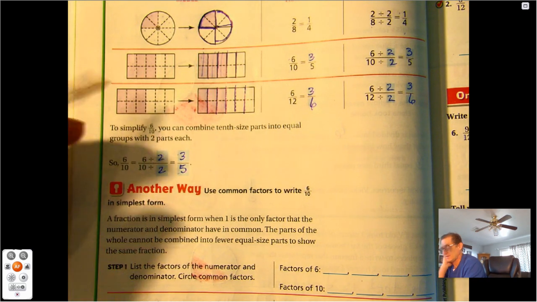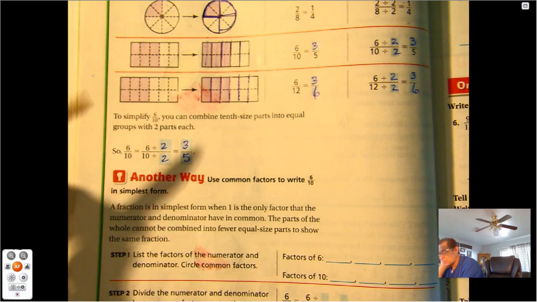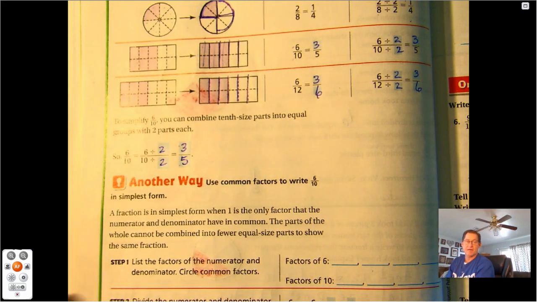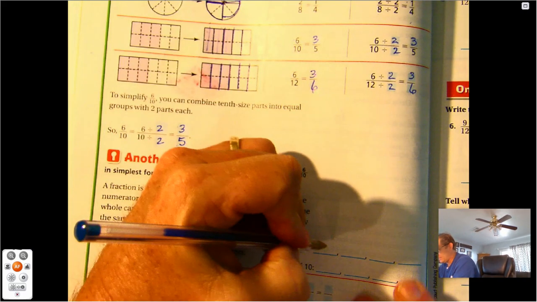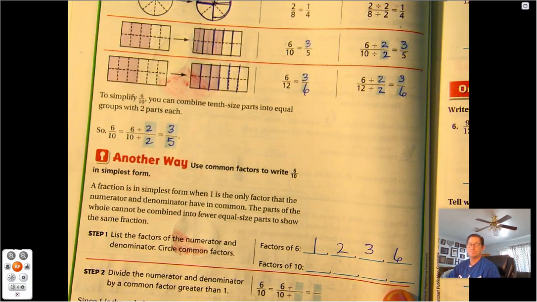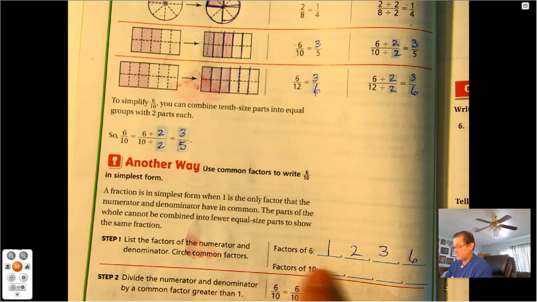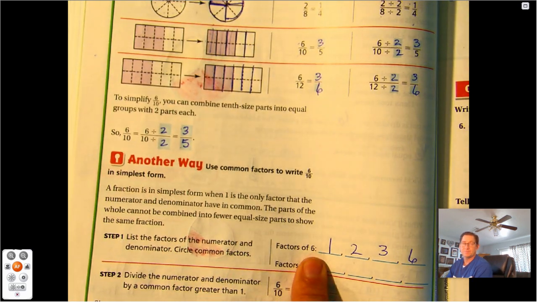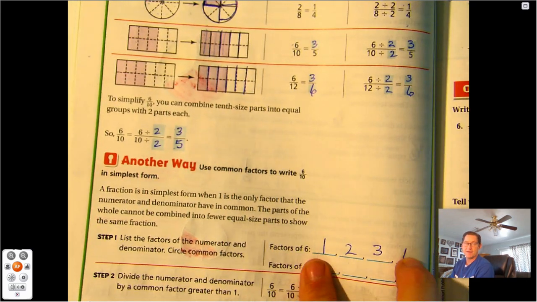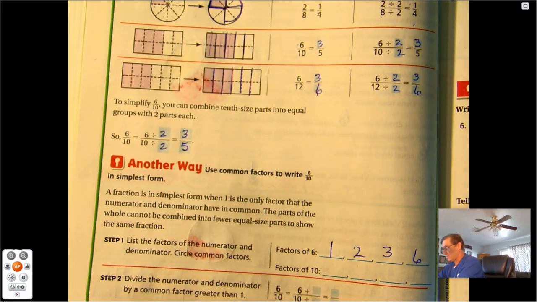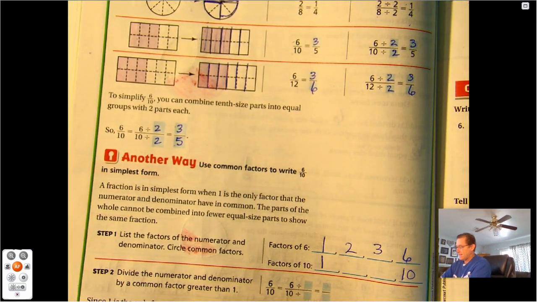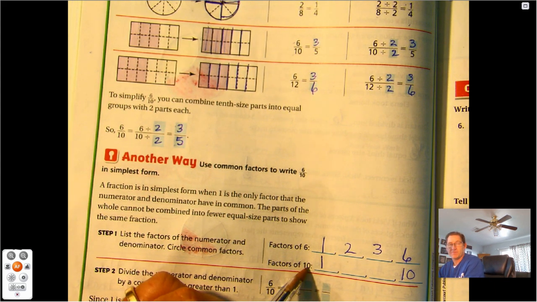All right, so step 1, if we're going to use common factors, is to list the factors of the numerator and denominator. So what are the factors of 6? We know 1 and 6, 2 and 3, right? I know 2 is a factor because 6 is even. So 2 times what? 2 times 3 is 6. And then we always know that 1 is a factor of a number. So 10, I'm going to start with 1 and 10. And then 10 ends in a 0, so I know 5 is a factor. 5 times what is 10? 2.